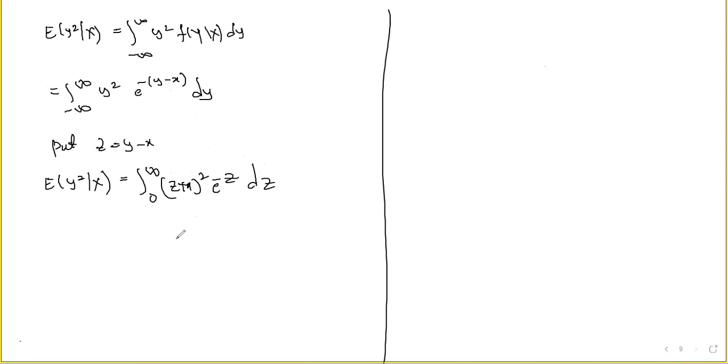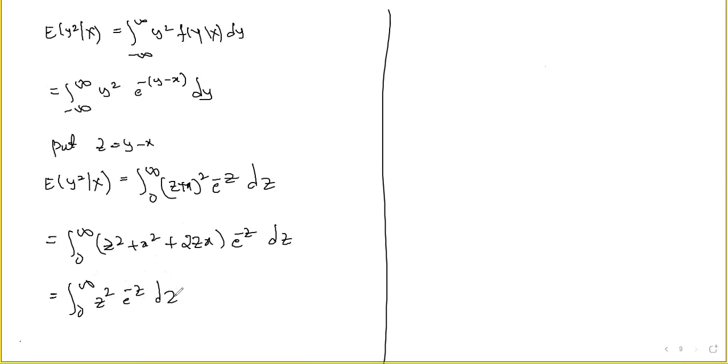So next, equal to integration 0 to infinity. First we'll split a plus b whole square. So a square means z square, b square, plus 2ab, into e power minus z dz. So this is integration 0 to infinity z square e power minus z dz, plus x square integration 0 to infinity e power minus z dz. Why? Because x is independent of z, so I'll take it outside. Plus 2x integration 0 to infinity z e power minus z dz, right?